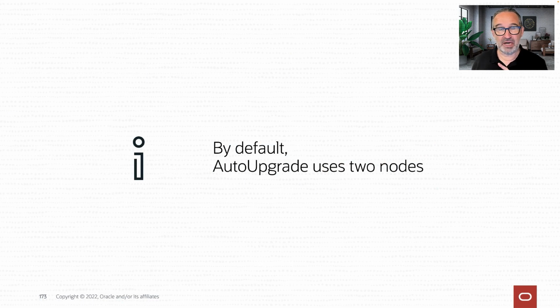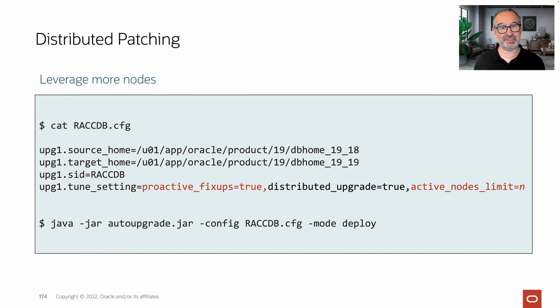By default, AutoUpgrade uses 2 nodes. So how do you convince AutoUpgrade to use more than 2 nodes, in case, let's say, you have a 4-node cluster? That is very, very simple. Just with the tune setting distributed_upgrade=true, you add, separated by a comma, active_nodes_limit equals a number. So you override the 2-node limit with the desired value, and of course you should have the nodes available.